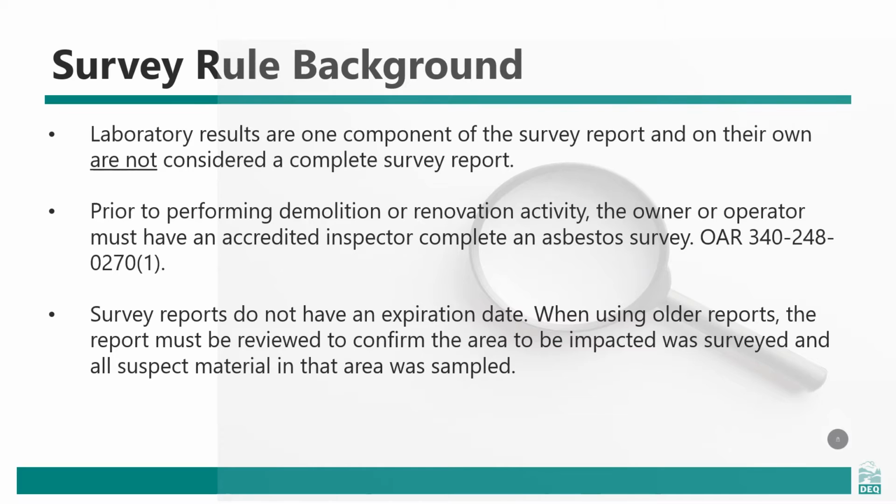In Oregon, the first rule requiring an asbestos survey was implemented in 2001, with an update in 2016 requiring surveys for residential demolitions, then the addition of survey requirements for residential renovations in 2018.